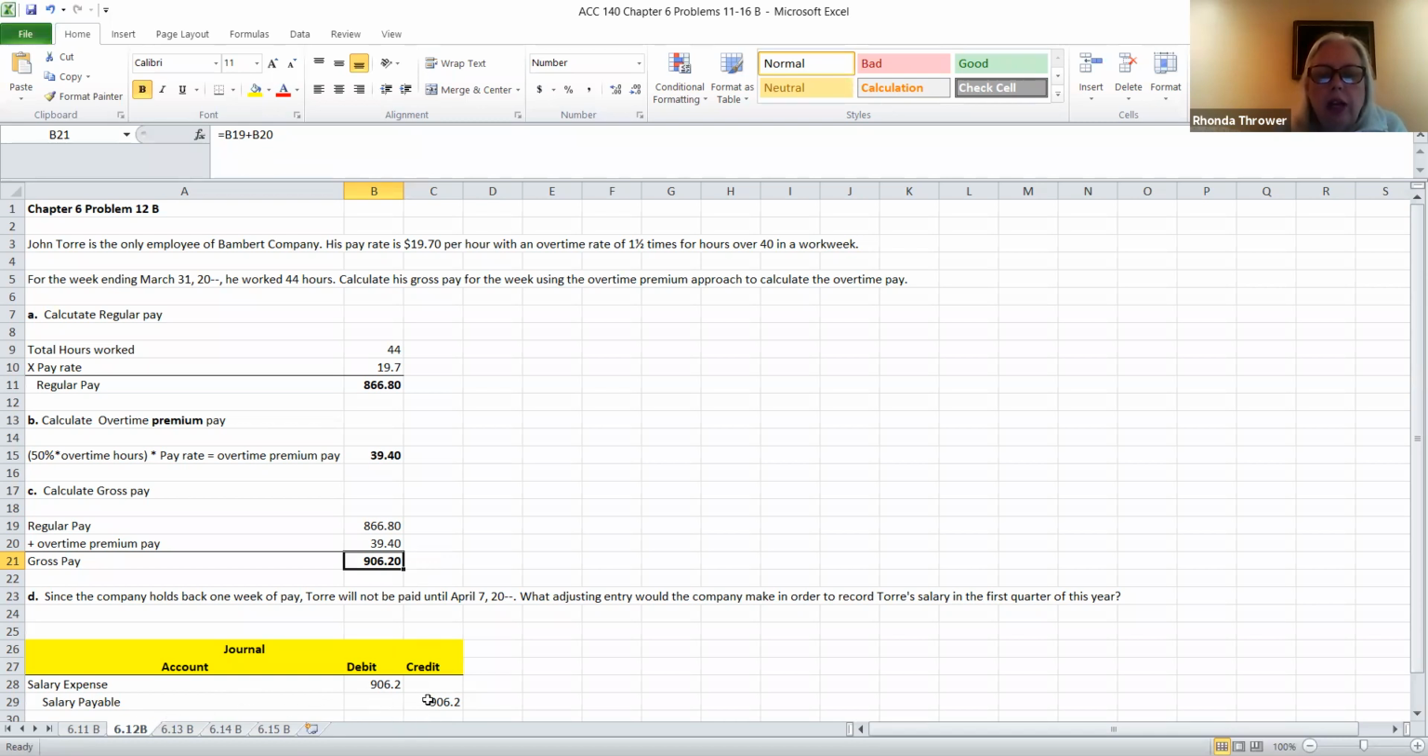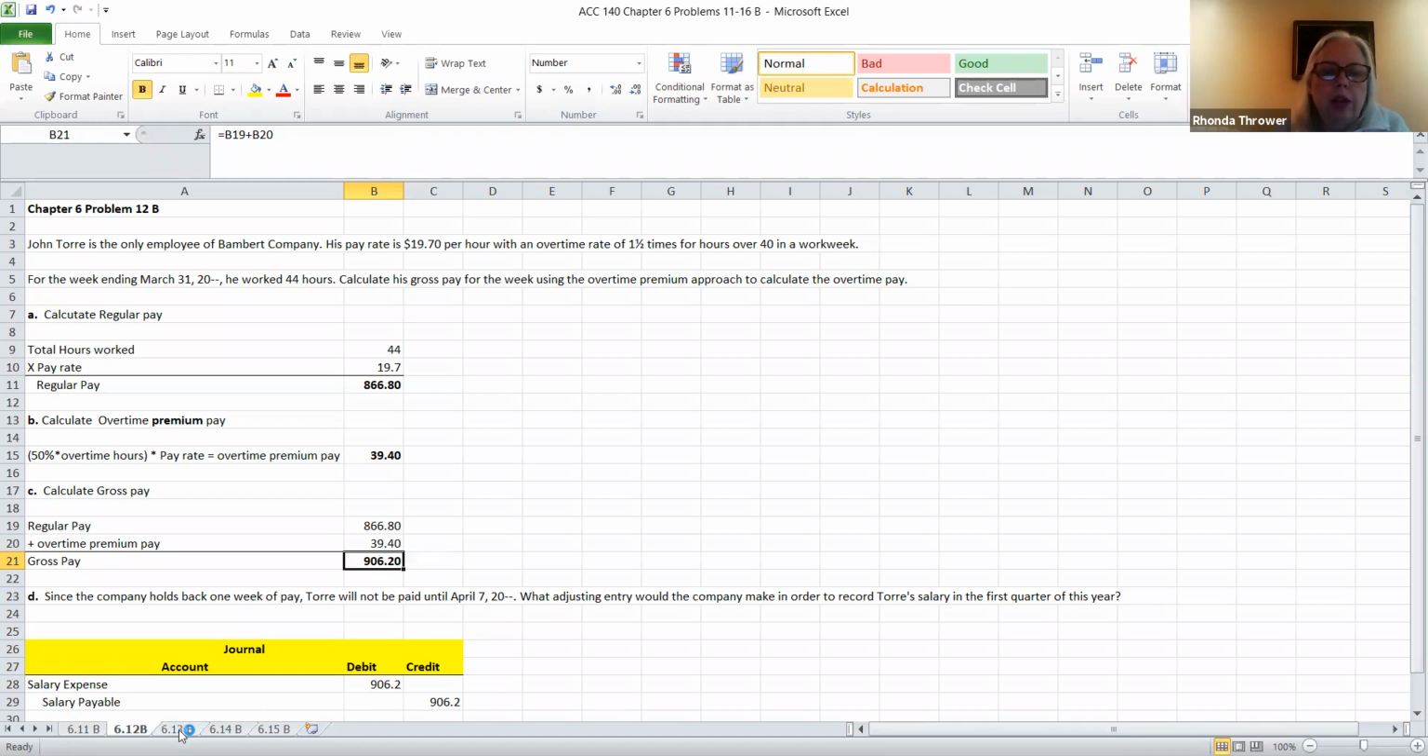Our liability accounts are increasing by $906.20. This is an adjusting entry that's showing that on March 31st, you owe this amount to the employees. Now, you're not going to actually pay them until April the 7th, and they did not ask you for the journal entry to do that. So all they want is the accrual or the adjusting entry that would be made at March 31st, the end of the first quarter.